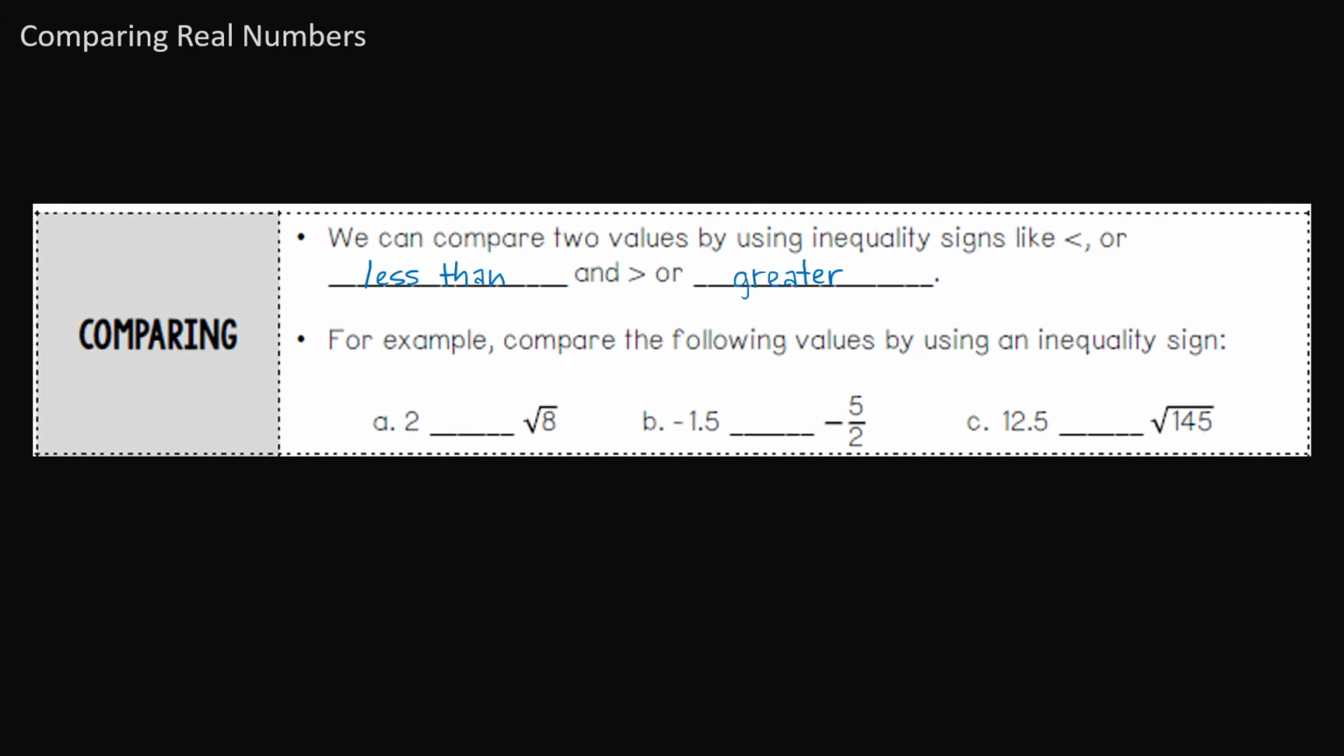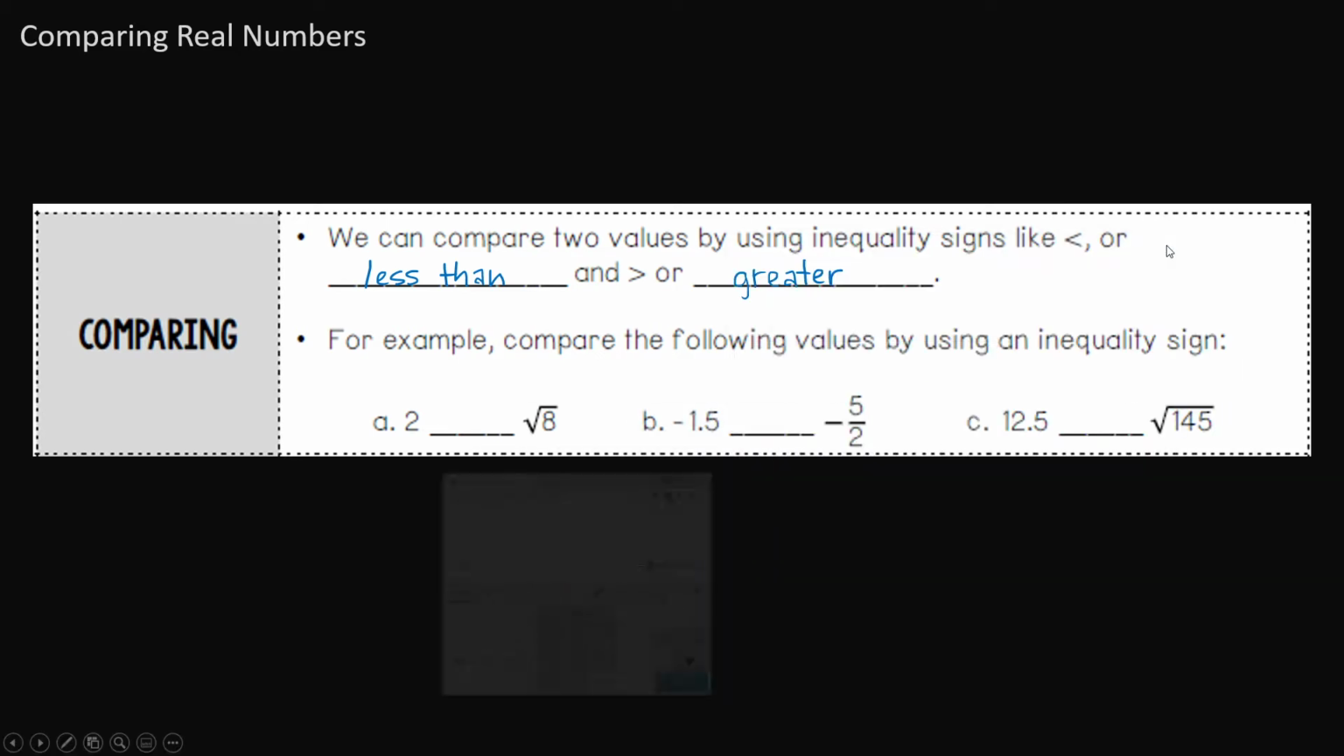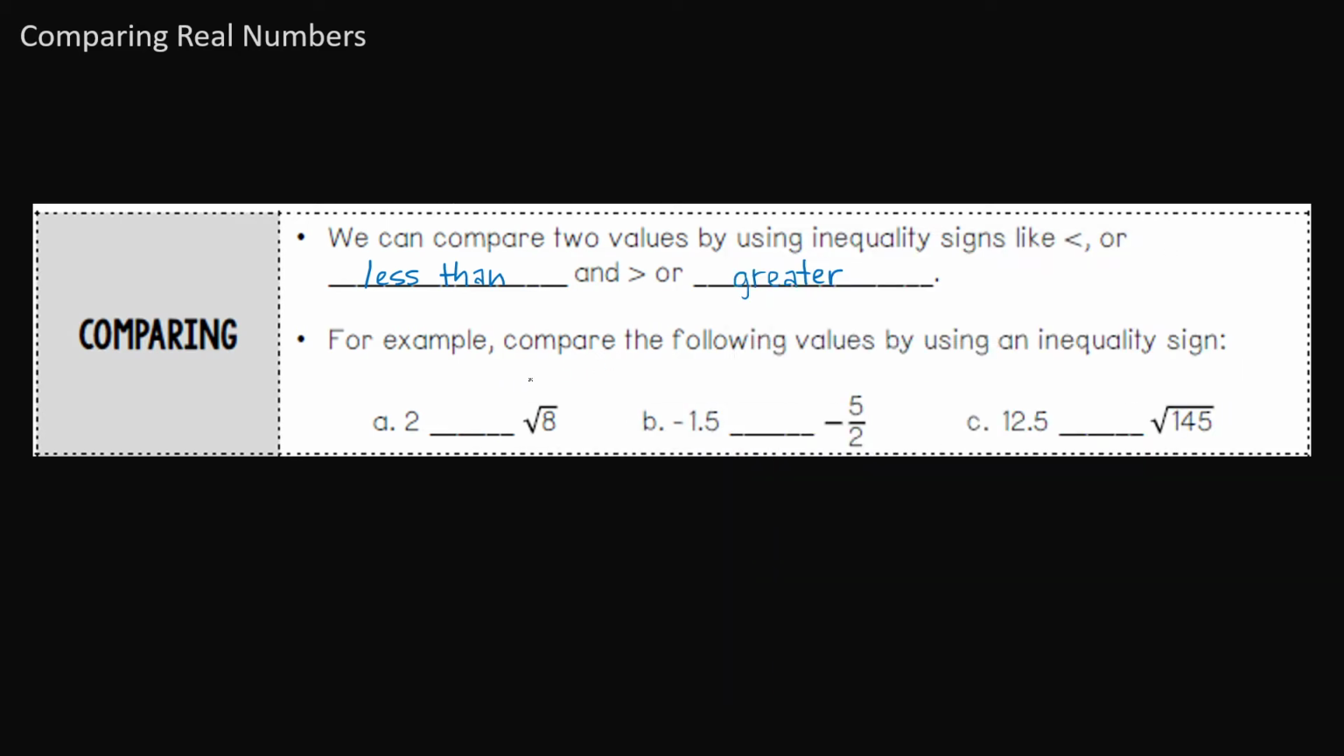For this lesson, I recommend that we supplement with a scientific calculator. For us, that could be desmos.com/scientific. We don't really know the square root of 8. 8 is a non-perfect square, so we can estimate this. I'll type in the square root of 8, and if I round to the nearest tenth, that's about 2.8. So 2.8 compared to 2. I think 2.8 is greater than 2, so 2 is less than the square root of 8.